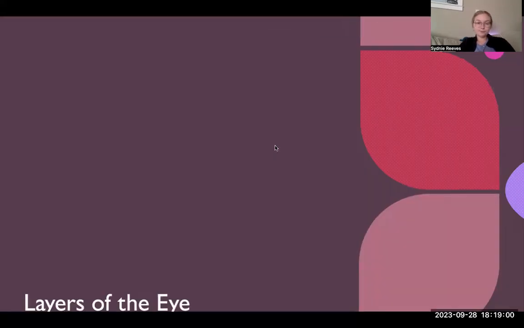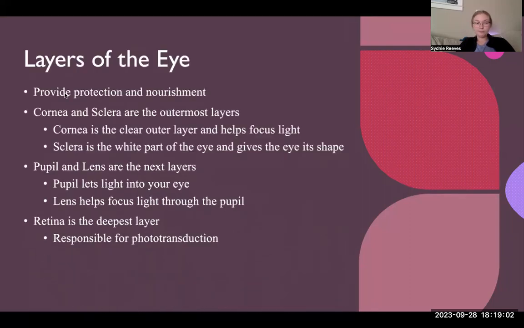So the layers of the eye all provide protection and nourishment for the eye. So you have your cornea and your sclera, which are going to be your outermost layers. Your cornea is the clear outer layer that helps you focus light. And then the sclera is the white part of the eye that gives the eye its shape, the white part that you can see looking in the mirror.